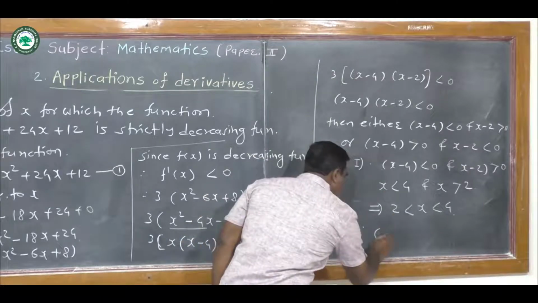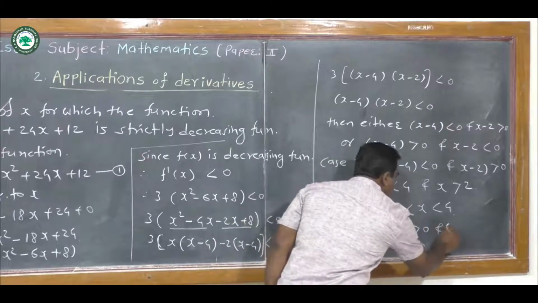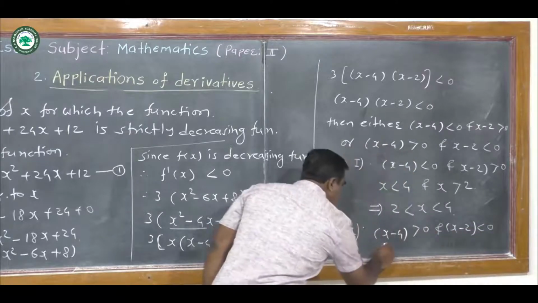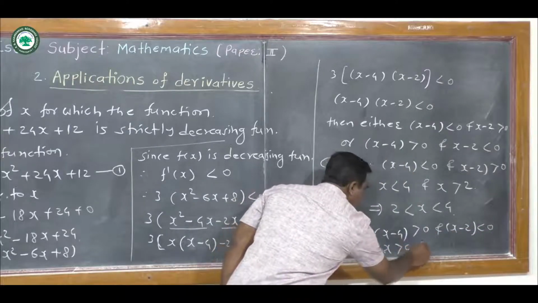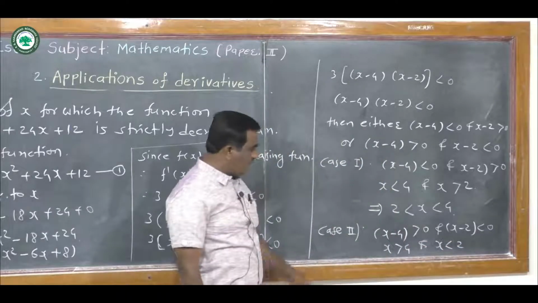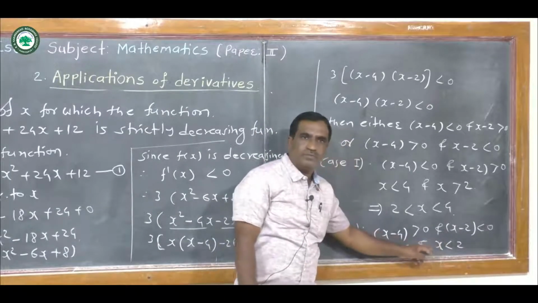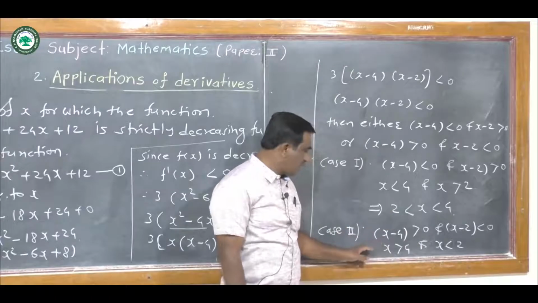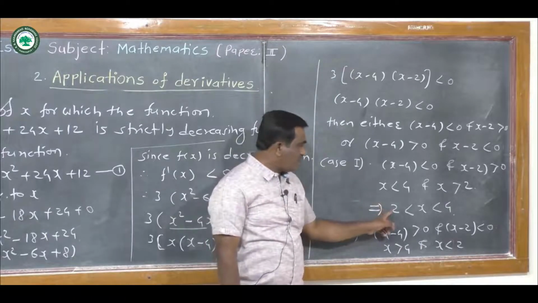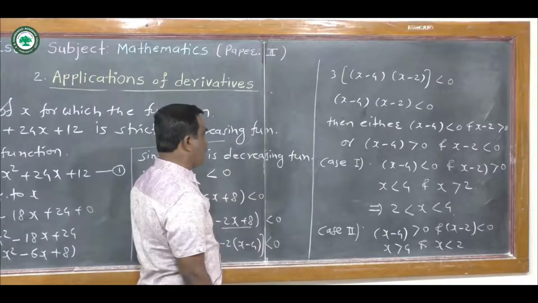That is x minus 4 greater than 0 and x minus 2 less than 0. That is, we can write here x greater than 4 and x less than 2. Now here x is greater than 4 and x also less than 2. This is not true. This case is false. Therefore x lies between 2 and 4 only. That is, values of x lie between 2 and 4.